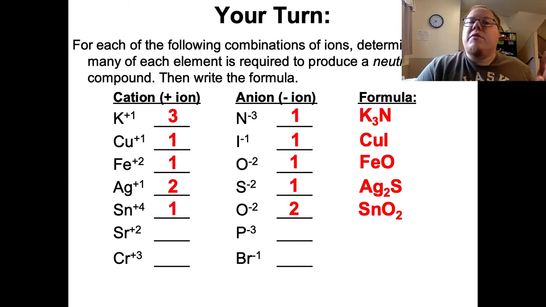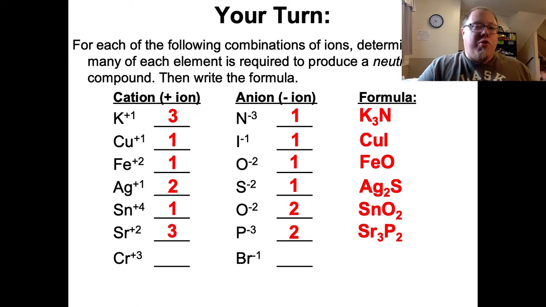Next one is a positive 2, negative 3. Now this one's tricky. It's 2 and 3 again. So this one we would have to have 3 and 2. So this would be Sr3P2. Okay. Last one here. Positive 3, negative 1. So in this case, we would need a 1-to-3 ratio. 3 of the bromines, by the way. So 1-to-3, so CrBr3.